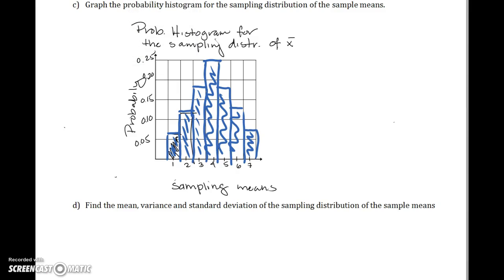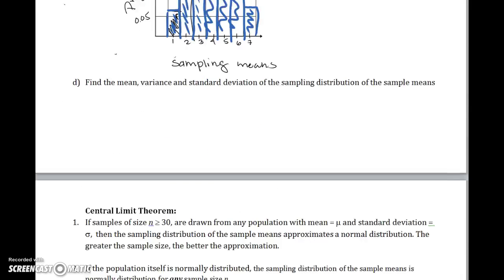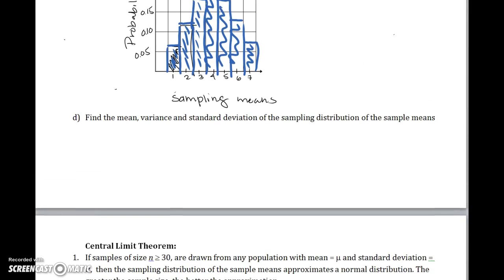A couple things I do want you to notice. Number 1, this graph is symmetric, kind of like the data was, so everything that you're seeing on the left kind of mirrors what's happening on the right. Also, it's bell-shaped, like our curves that we've been learning for the other part of this one. So looking at it, it does look like it is a normal distribution, and we'll talk more about that in a bit. But for now, let us talk about finding the mean, variance, and standard deviation of the sampling distribution of sample means.